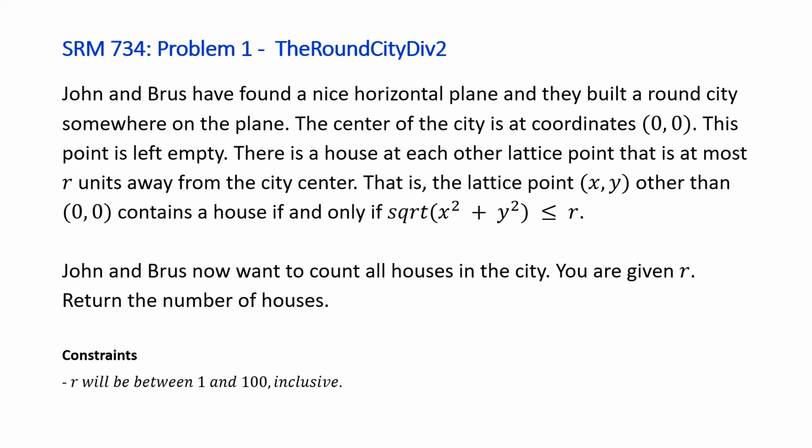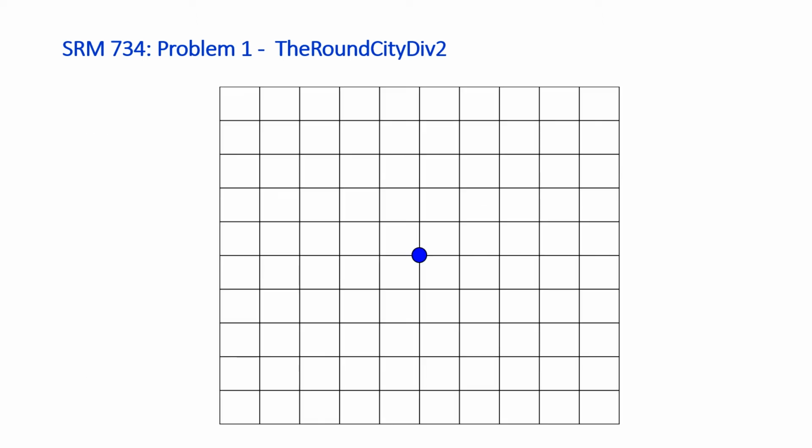So let's take a look at what this problem is asking. Basically we're given a horizontal plane and the blue dot represents the middle of our city, so our city center at the coordinates 0, 0. And we're going to be given an r between 1 and 100, and this r represents the radius of our circular city. The question is asking how many lattice points, these intersections of the horizontal and vertical lines, lie in or on the boundaries of our city.